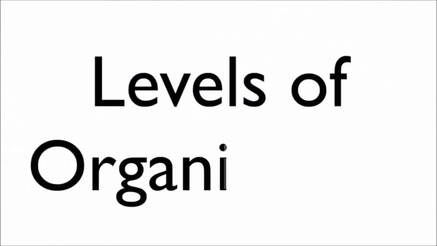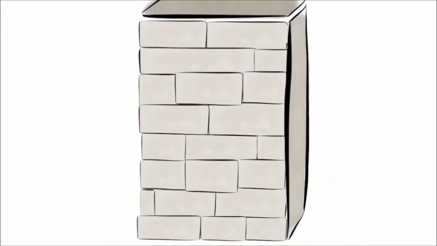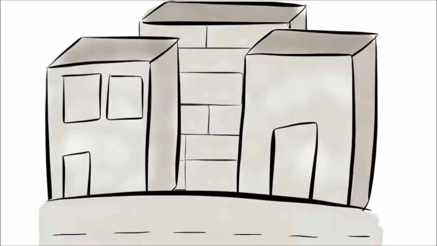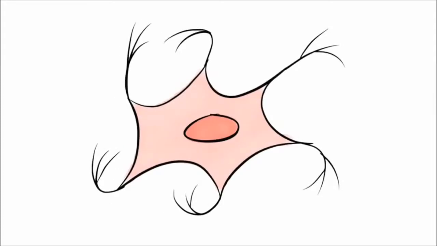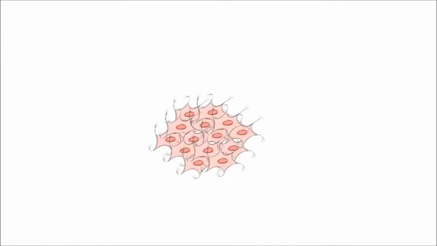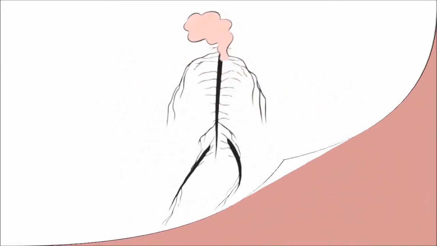Levels of organization. When building a city, you start with bricks. Many bricks joined together makes a wall. Walls working together make a building, and many buildings complete the city. The human body is put together in a similar way. Humans start with cells. Many cells joined together make tissue. Tissue working together make an organ. And many organs make an organ system.